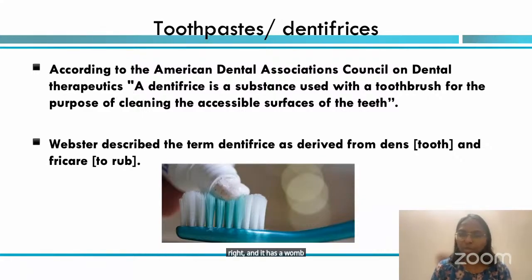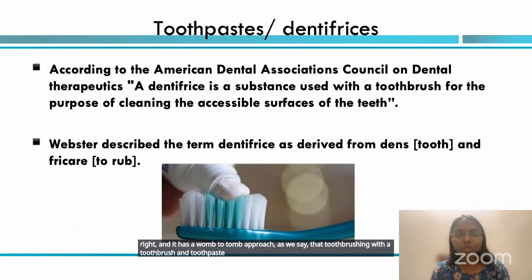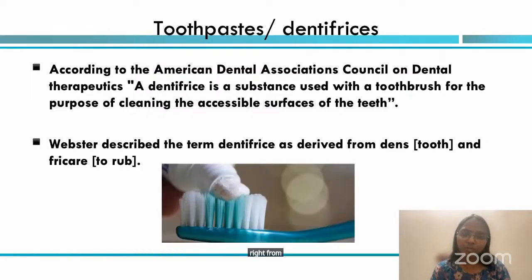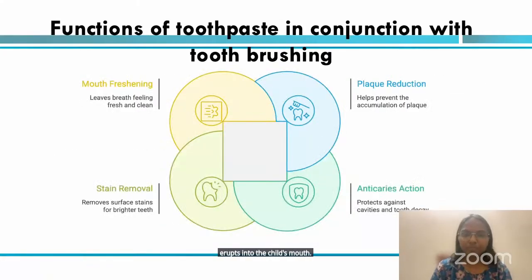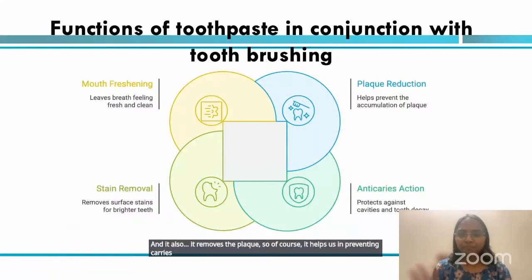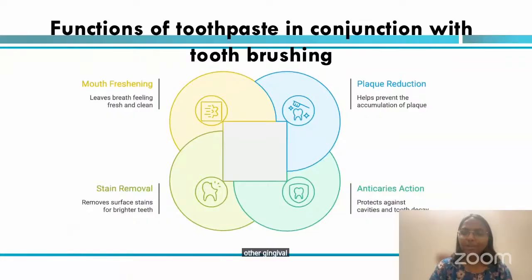It has a womb to tomb approach, as we say, that toothbrushing with a toothbrush and toothpaste is a phenomenon which should start right from when the first tooth erupts into the child's mouth. Again, this toothpaste has multiple functions. It is anti-caries, and it removes plaque. Of course, it helps us in preventing caries and other gingival problems. It also gives us a freshening feel, that the oral cavity is clean.